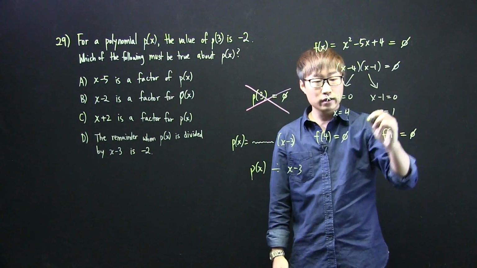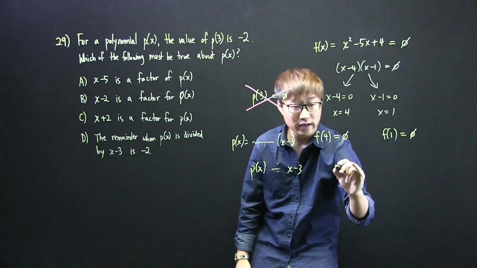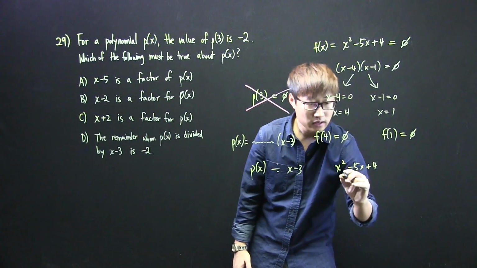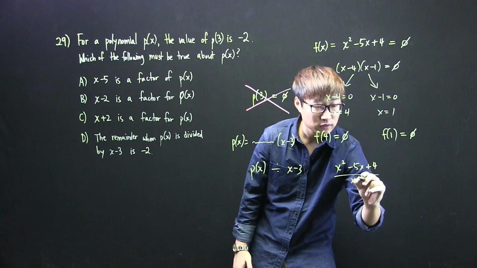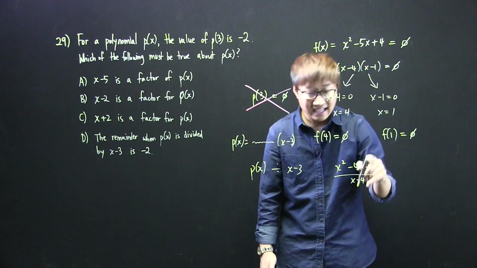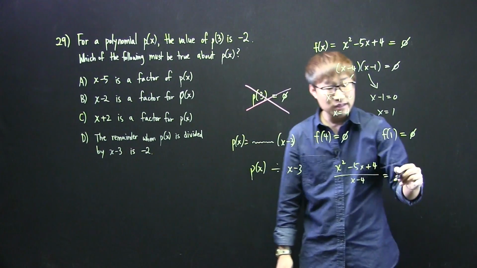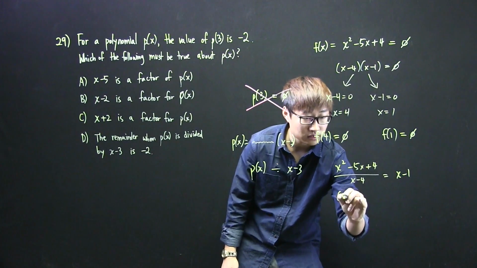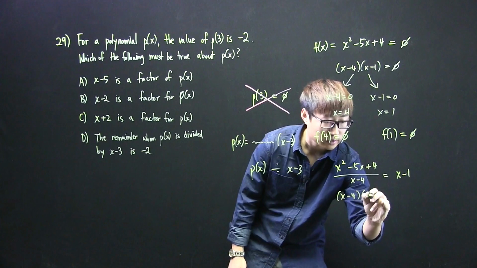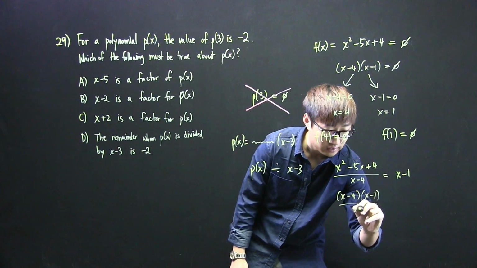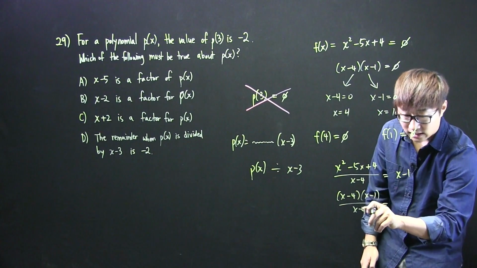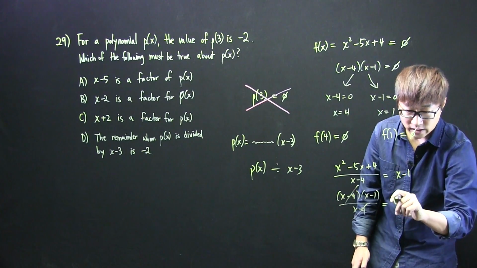For example, what I mean by that is taking the f of x, x squared minus 5x plus 4. When I divide that by x minus 4, it should divide nicely and give me x minus 1, of course, because the top one is x minus 4 times x minus 1, and if I divide that by x minus 4, these guys should cancel, and that should leave me x minus 1.